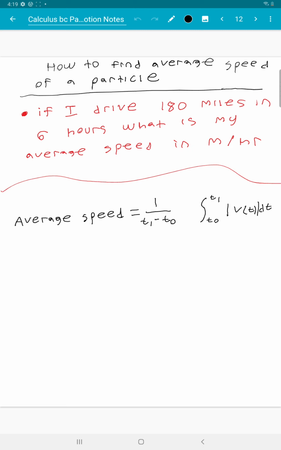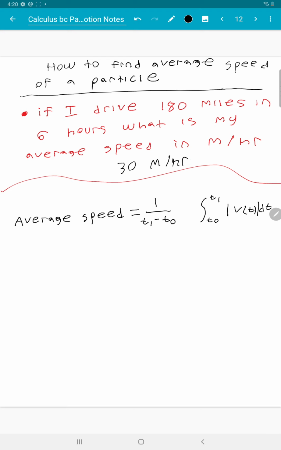And then how do we find the average speed of a particle? This is really easy conceptually. So let's say I drive 180 miles in 6 hours. What is my average speed in miles per hour? Well, we know how many miles we drove, and we know how long it took us, so we just divide. We do 180 divided by 6, so our average speed is just 30 miles per hour. This is really simple.